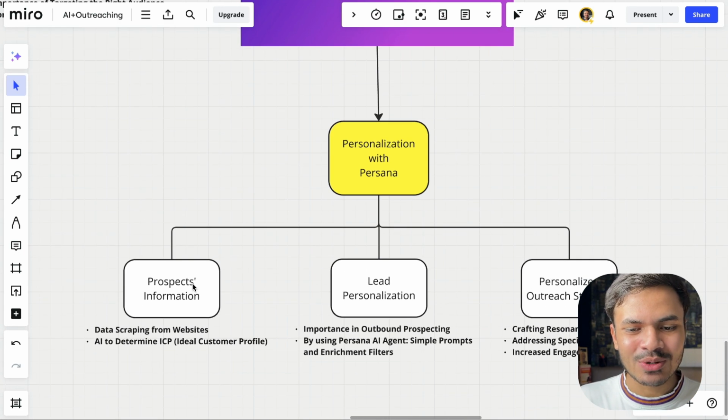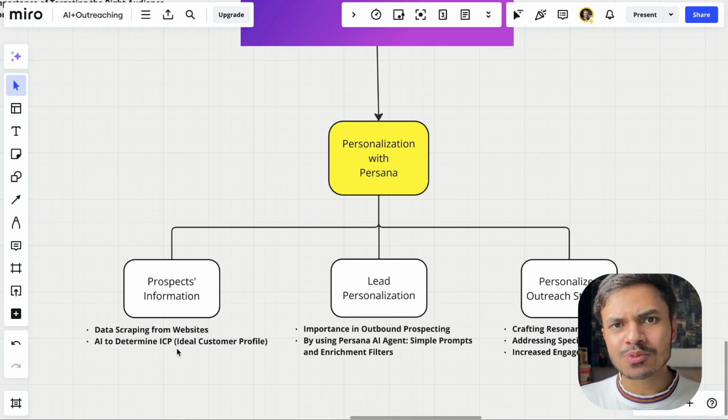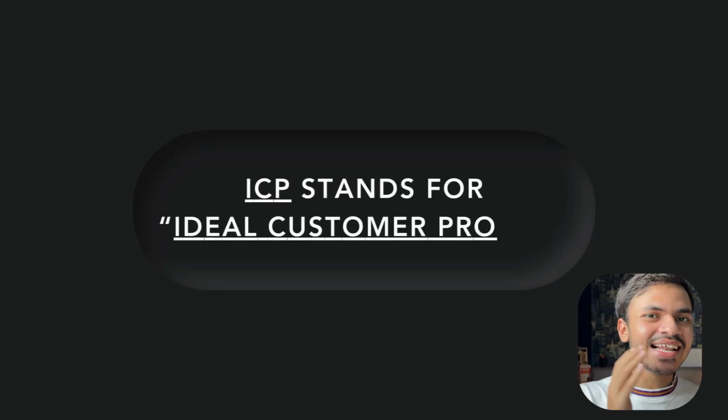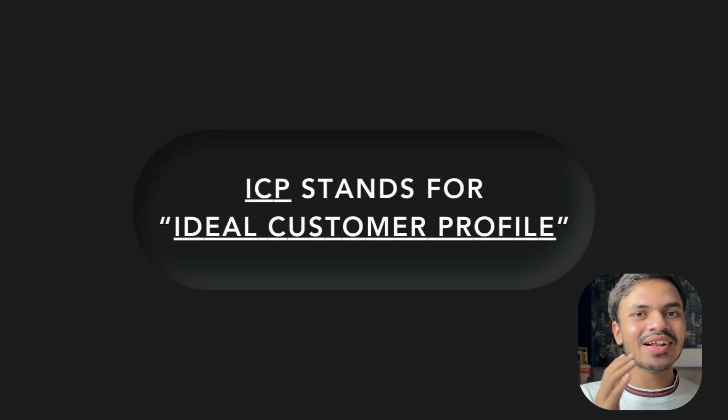Let Persona AI source prospect information and data points. A platform like Persona can perform data scraping on prospect websites and use AI to determine the ICP of the company. For those of you who don't know what ICP is, ICP is Ideal Customer Profile. An ideal customer profile is like a picture of the perfect customer for your business.